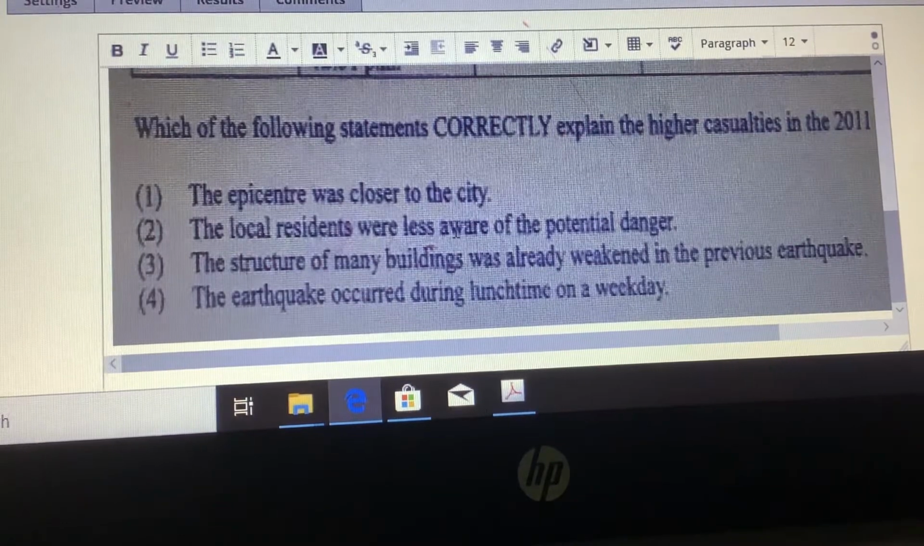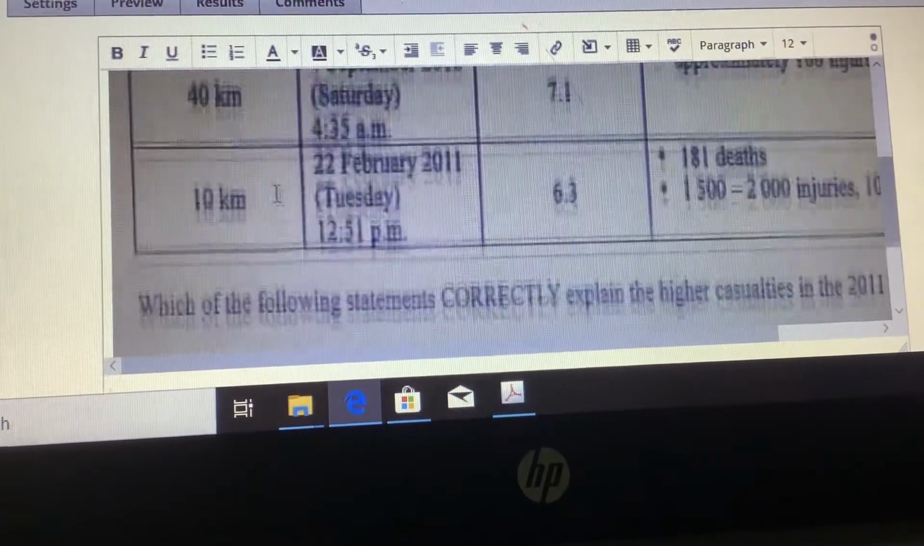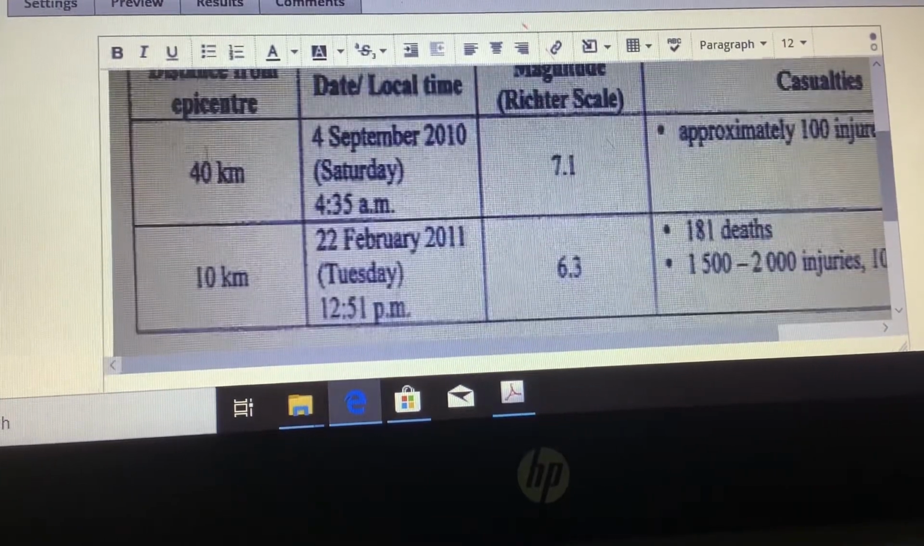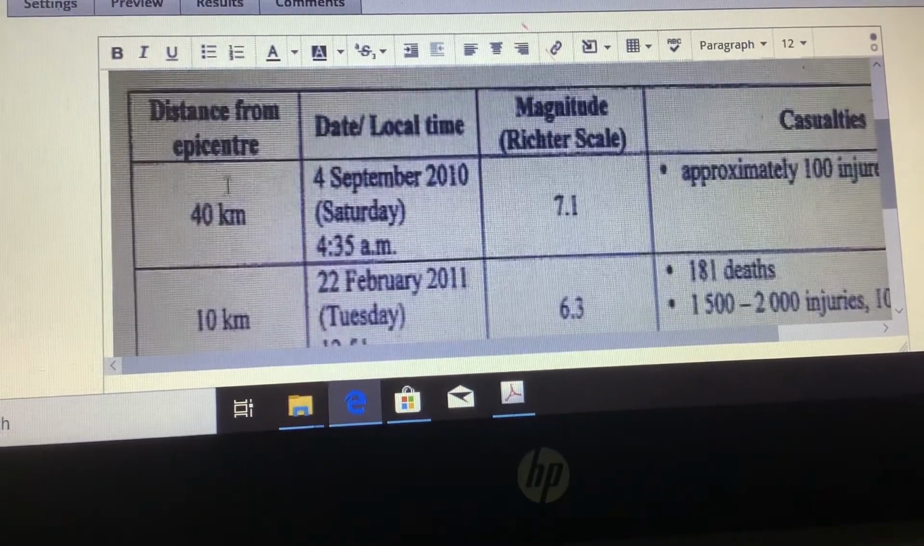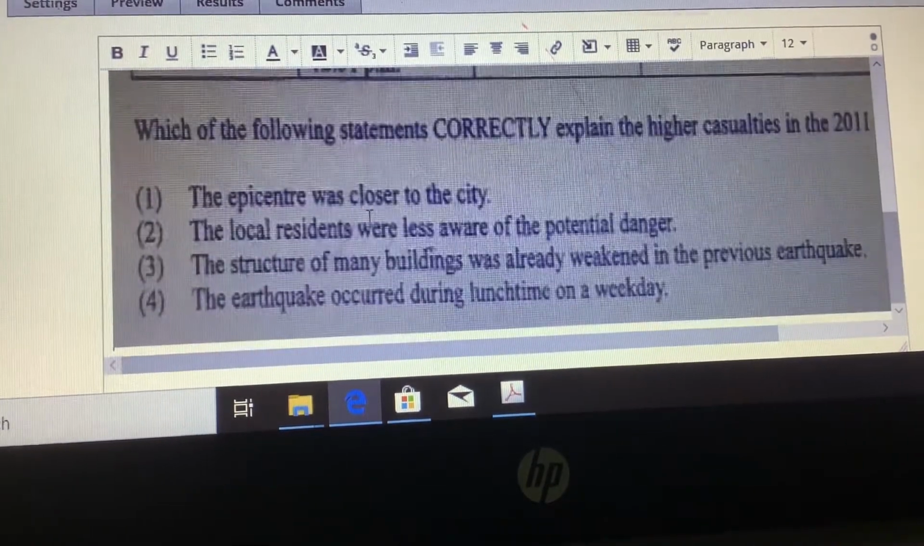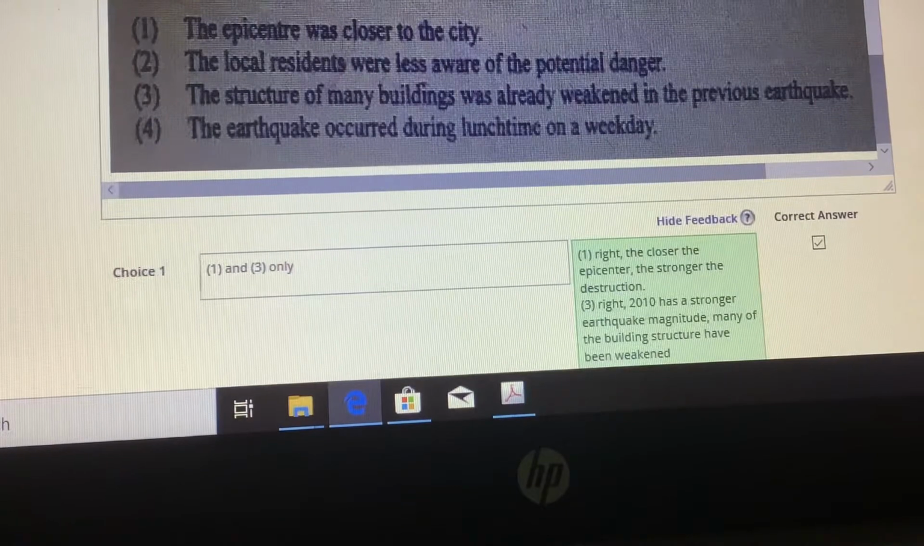Number 1, the epicenter is closer to the city. I think this one is valid, right? You can see the difference between the 2 earthquakes. The first one is 40 km, and the second one is 10 km. Accordingly, number 1 is correct.